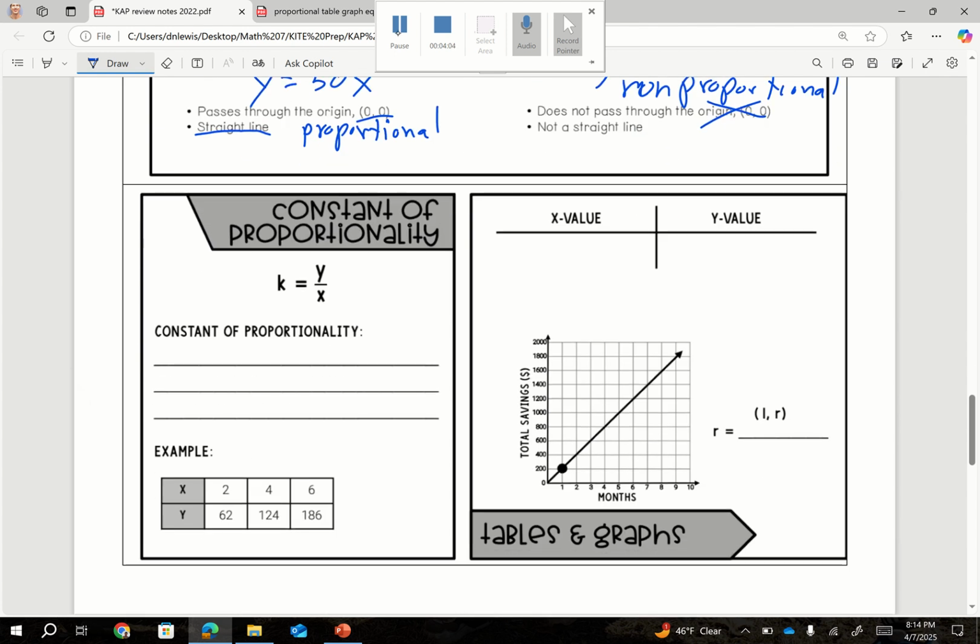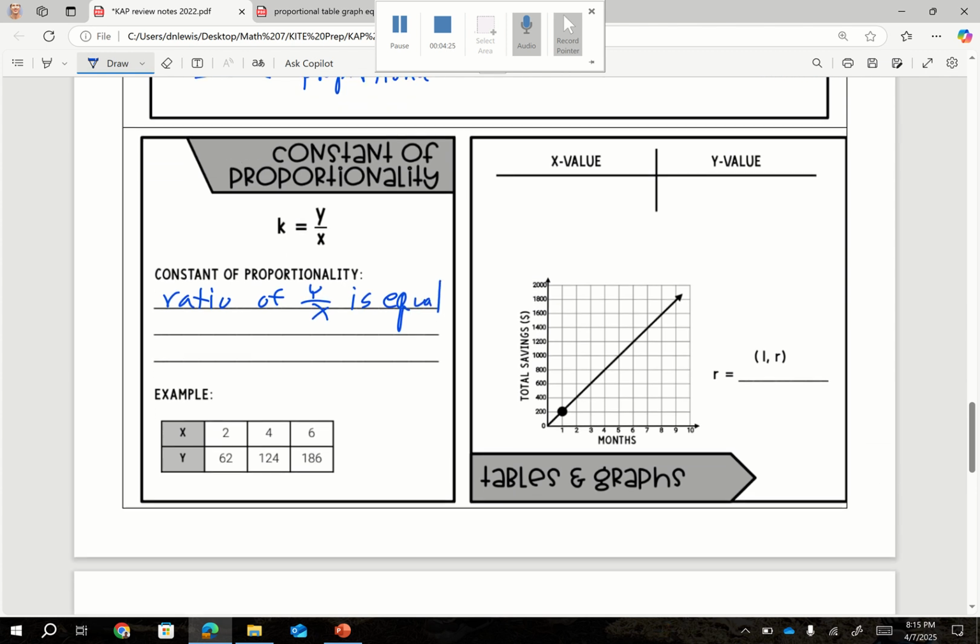All right, so we touched on this, a constant of proportionality, so we only have this when our y over x keeps equaling the same thing. So the constant of proportionality is the ratio of y over x is equal. And we have another example down here. If I do y over x for each one of these, 62 over 2, 124 over 4, 186 over 6, I will keep getting 31.